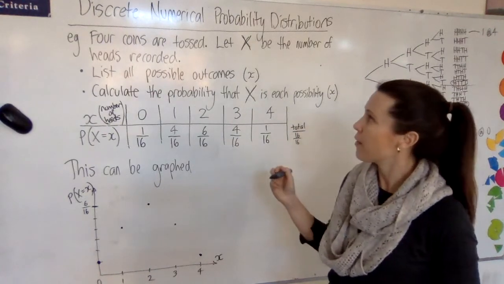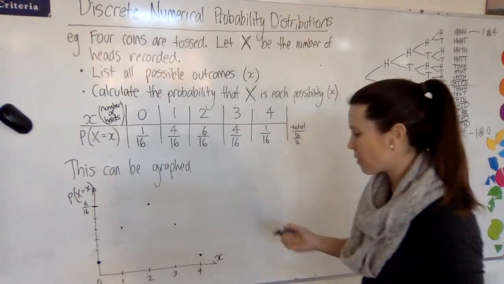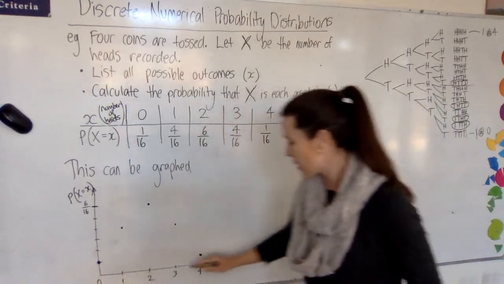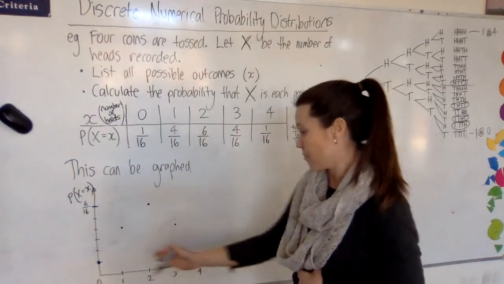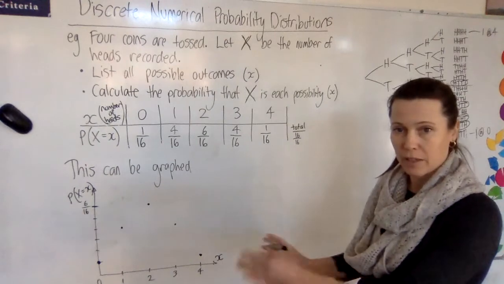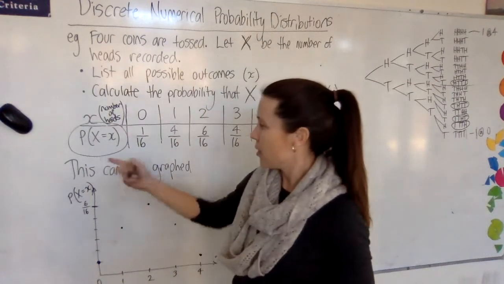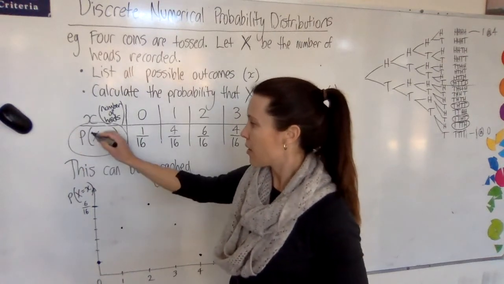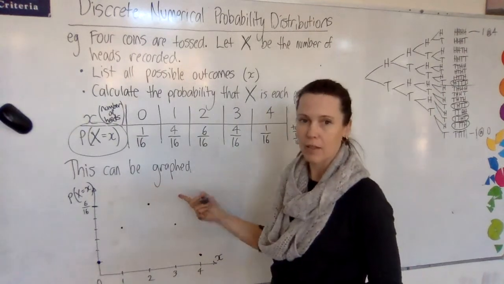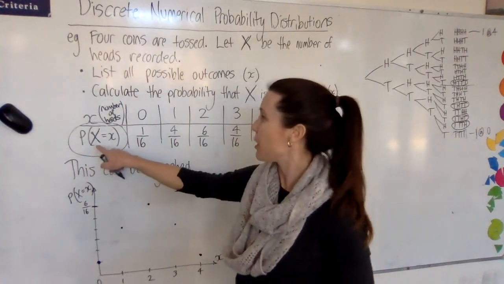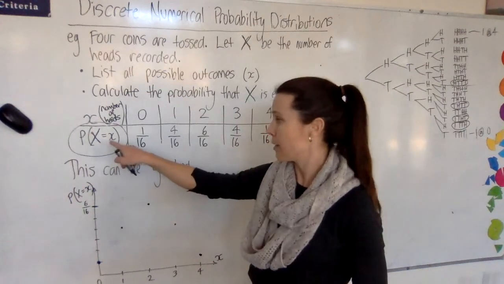Now we can actually graph a probability distribution, and that's what a lot of our next section of work will be about. So it makes sense that along the x-axis we're going to put little x, because that's the parameter that's going up that we can clearly categorise. And then on the y-axis we put this whole thing, which here means the probability that big X is little x. Now let's just have a think about what that means. The probability that big X, in other words, the probability that the number of heads is little x.